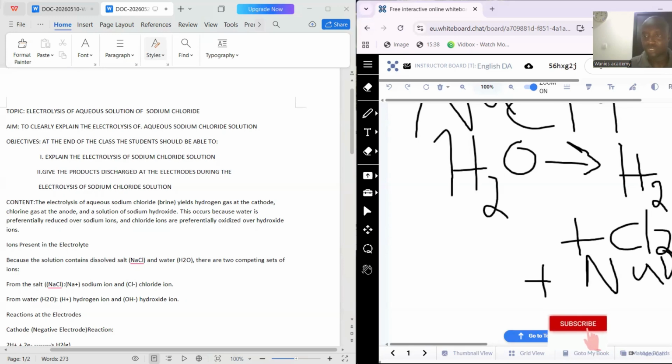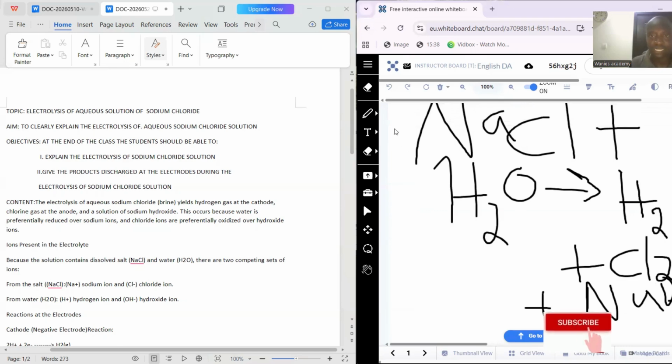Now, this equation is not correctly balanced because you can see that chlorine is 2 on the right-hand side. So we add a 2 here to balance out the chlorine atoms. Sodium is now 2, so we add a 2 here to balance out the sodium atoms. So sodium is 2, sodium is 2. Chlorine is 2, chlorine is 2. Hydrogen is a total of how many here now? 4. There's a total of 4 hydrogen atoms on the right-hand side. So we add a 2 here to balance out the hydrogen atoms. Then oxygen is 2, oxygen is also 2. So the equation is now correctly balanced.